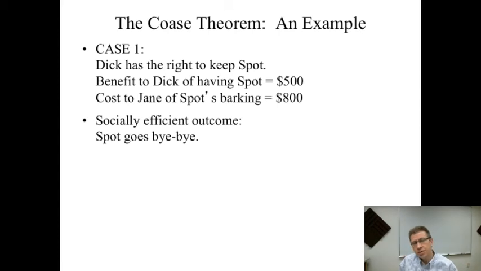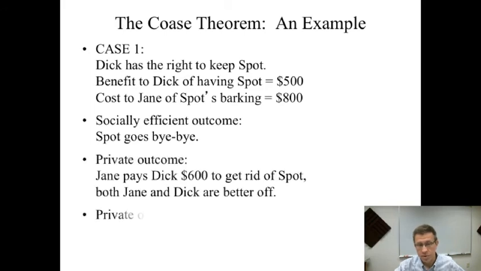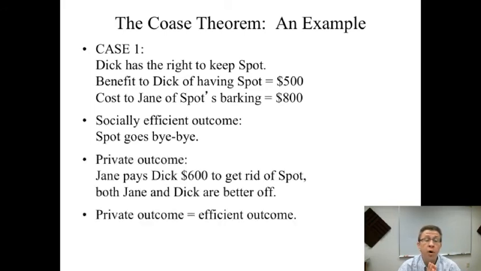How do you think the market would correct itself? Well, if Jane's cost on this is $800 and Dick's benefit of having the dog is only $500, they could come to some agreement where Jane will pay Dick between $500 and $800, and the dog is gone, right? Spot goes bye-bye, as we see here. So anywhere between $500 and $800 should work. Both of them would be better off, right?